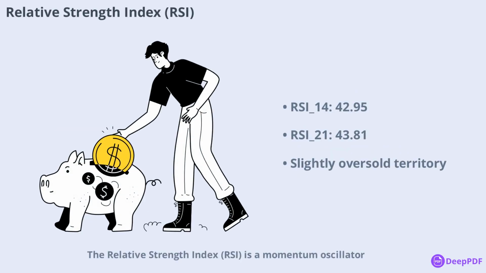The Relative Strength Index, RSI, is a momentum oscillator that measures the speed and change of price movements. SNGX's RSI 14 is at 42.95, RSI 21 at 43.81, and RSI 28 at 44.33. These values are below the neutral 50 mark, indicating that the stock is neither overbought nor oversold, but leaning slightly towards the oversold side. This could suggest a potential buying opportunity if other signals align.